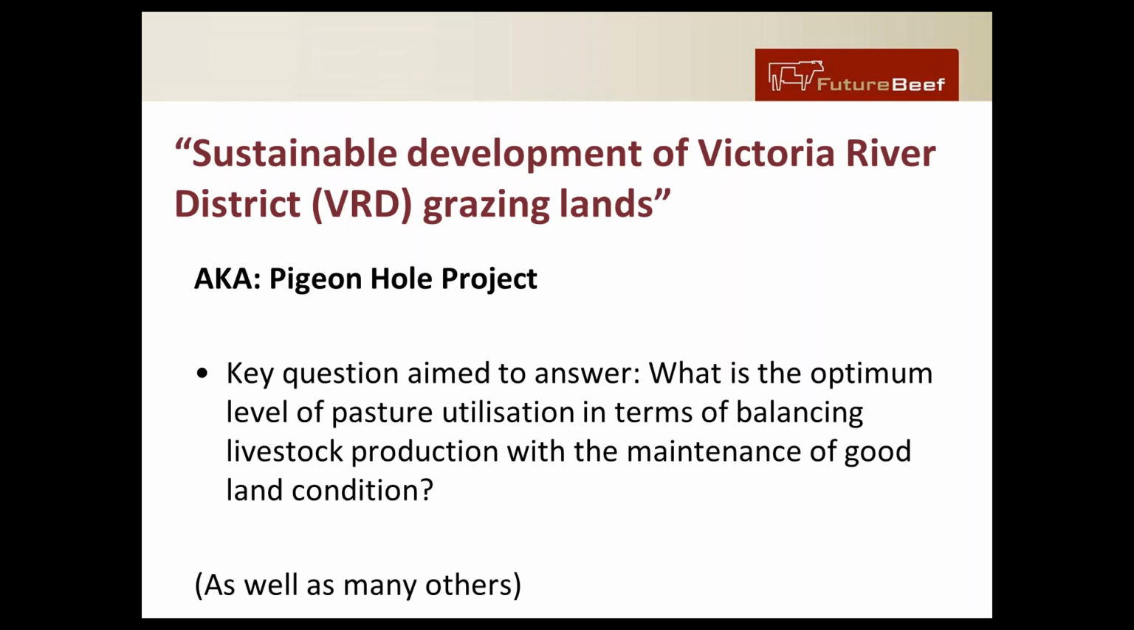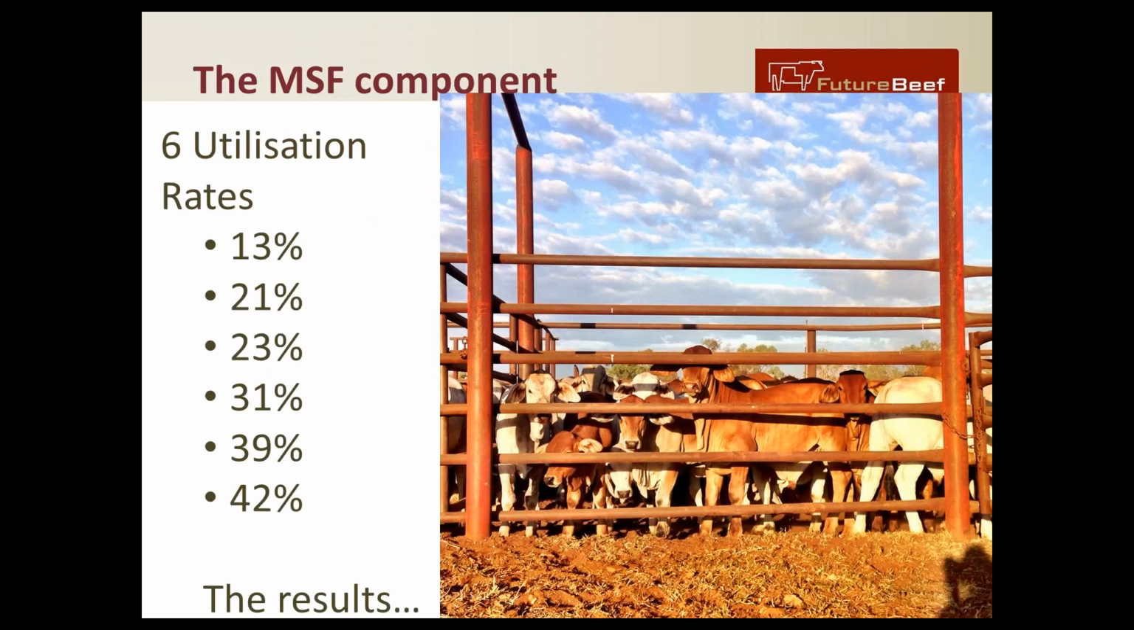So, there were many components to the Pigeonhole project, but the Mount Sanford component was conducted first, and it ran for 4 years, and they had 6 utilisation rates, and they varied from 13% up to 42%. And that 42% utilisation rate of the pastures is, as you just heard, twice what our recommended safe carrying capacity is. So yes, let's go through some of the results that they found in this trial.